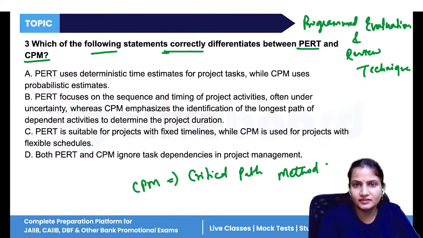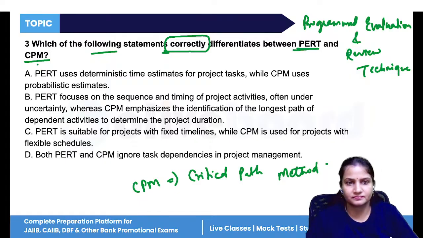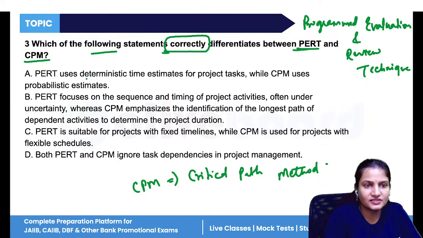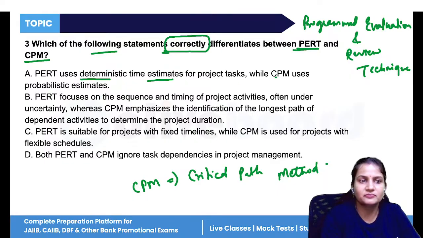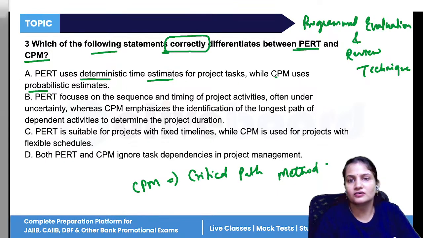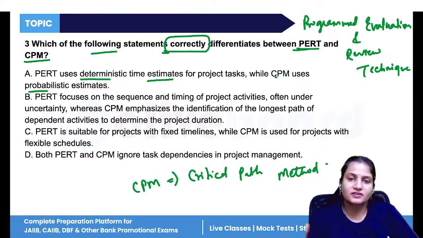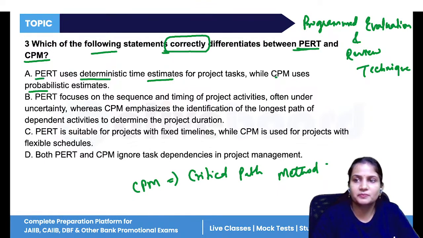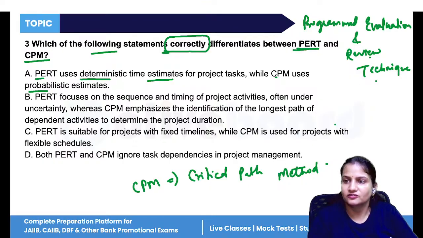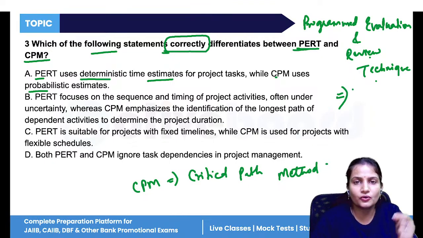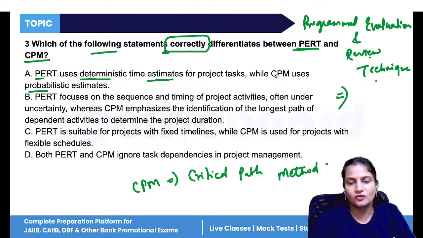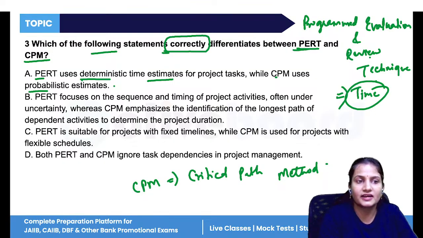So you have to find the correct statement between PERT and CPM. Now, PERT uses deterministic time estimates while CPM uses probabilistic. Is the statement correct, or is the reverse statement given to you? So when we use PERT, PERT is what? Program Evaluation Review Technique. This is used when you don't know how much actual time it will take to complete any task. When you are unaware of the time, it is not deterministic, it is probabilistic.